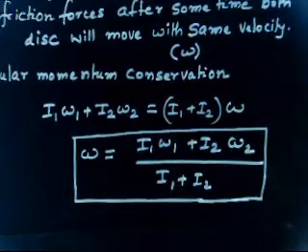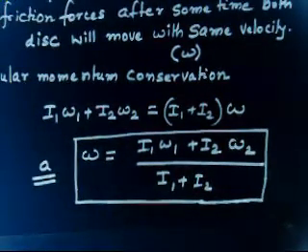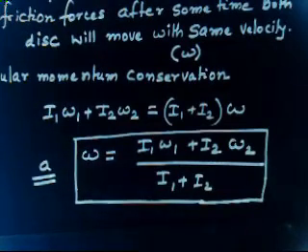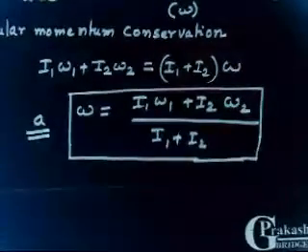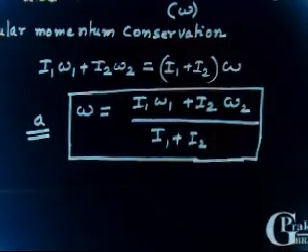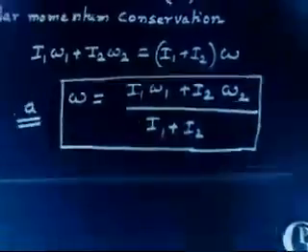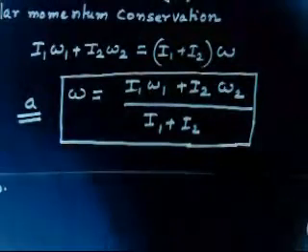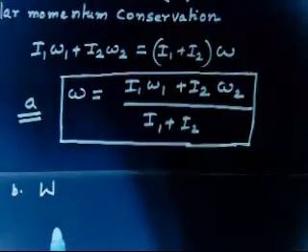Now, this is the A part: find out the steady state angular velocity of the two disks. The B part says to find out the work performed by the friction forces. So in part B, we are interested in the work performed by friction forces.